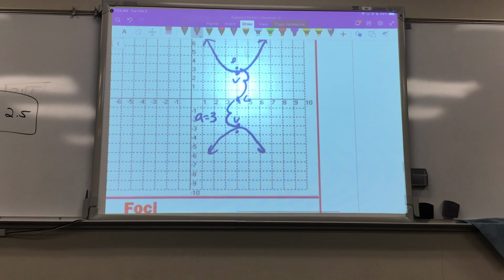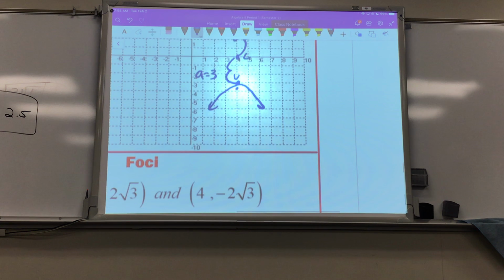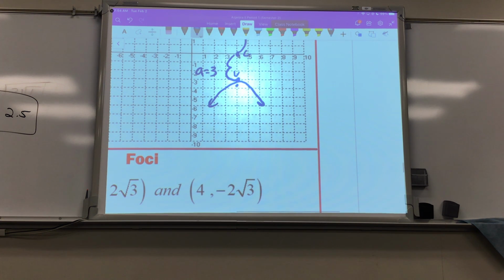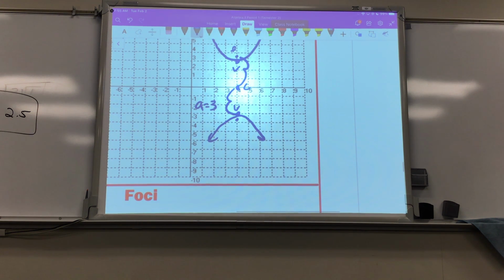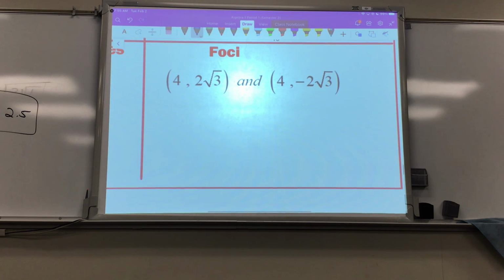What's that distance from center to the foci? Oh. 3 and 2 root 3, yep. And that is what? B or C? C. That's our C. So again, C squared equal to A squared plus B squared.